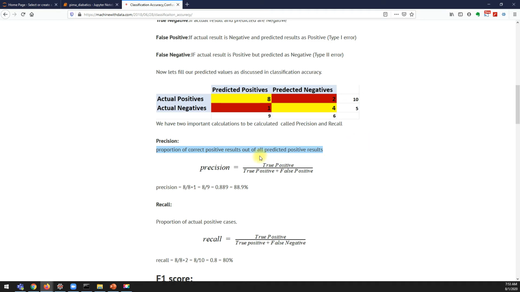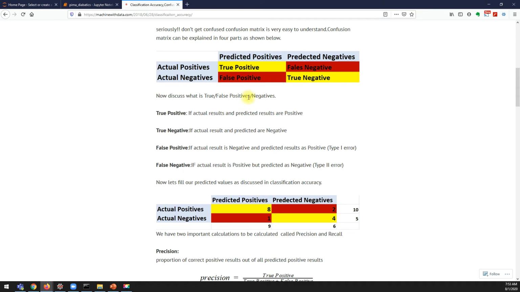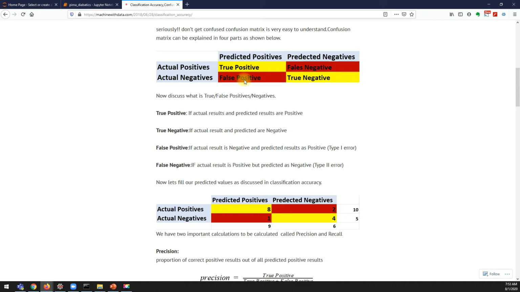I'll repeat myself again. It is the true positives versus all predicted positives. This is your true positive, which is 8, and how many else are predicted as positive? False positive, which is 1. So out of the predicted records, 8 are predicted perfectly, and 1 is a false positive. It is a negative, sorry, it's a negative, but it was predicted as a positive.